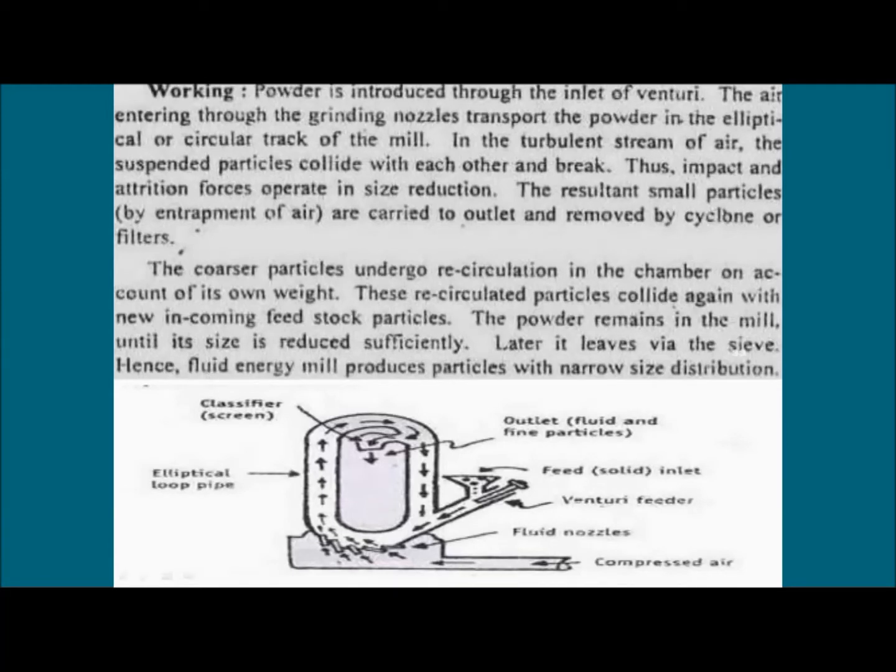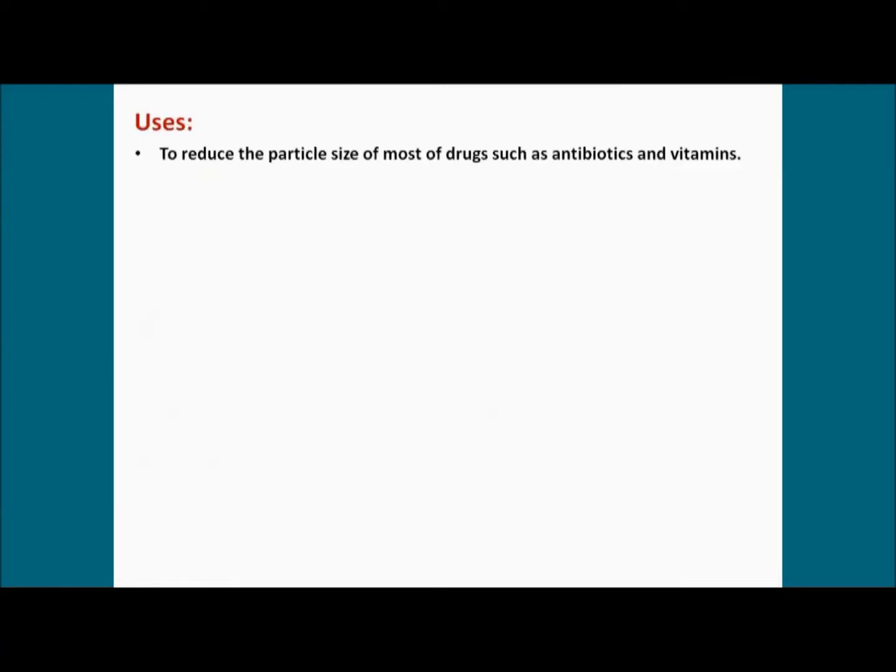So hence the fluid energy mill produces particles with a narrow size distribution. Means the size distribution is narrow. They will produce uniform particle size. Now uses. It is used to reduce the particle size of most of the drugs such as antibiotics and vitamins.